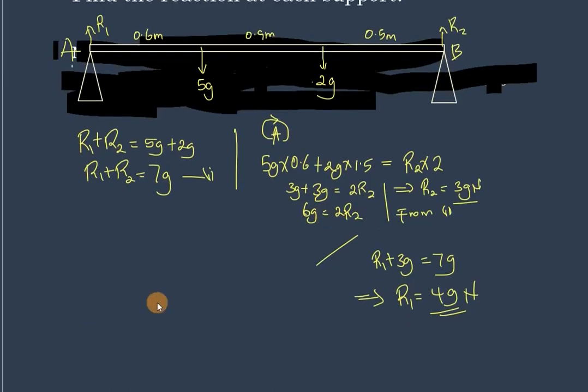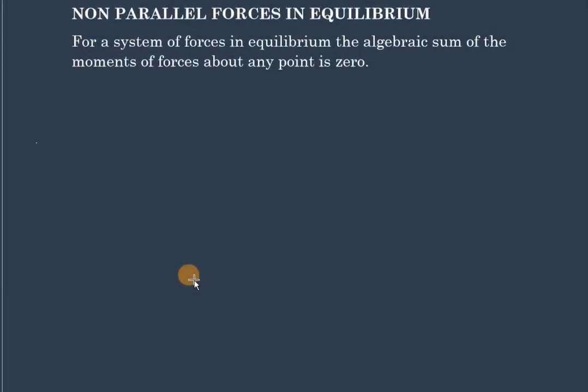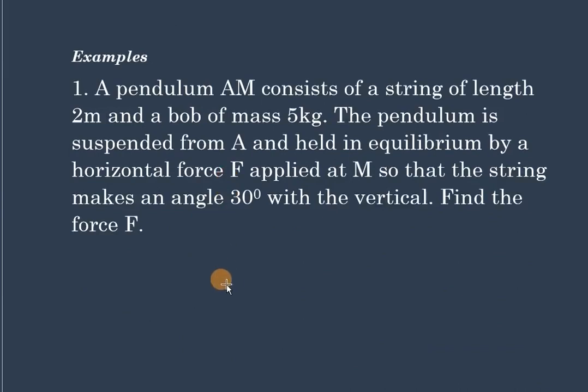Check it out. There is a statement here about non-parallel forces in equilibrium. When you have non-parallel forces in a state of equilibrium, we still use the fact that the algebraic sum of moments of the forces about any point is 0. That is what we use. And we have this example here.